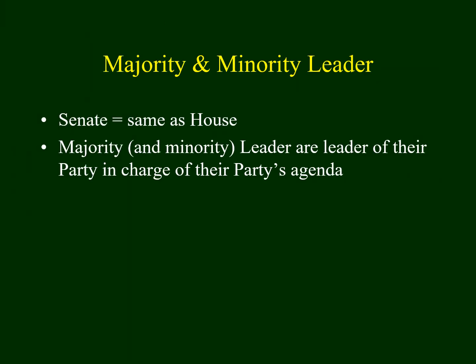Now, I talked about the Majority and Minority Leader in the House. In the Senate, they do the same thing. Essentially, the Majority Leader and Minority Leader are the leader of their party in that chamber and in charge of their party's agenda, their goals, the types of legislation that they want to support.